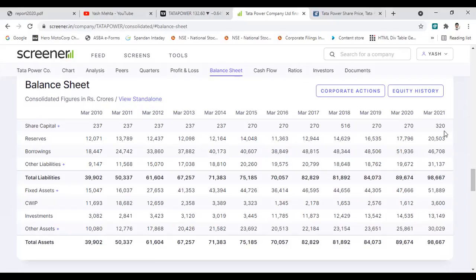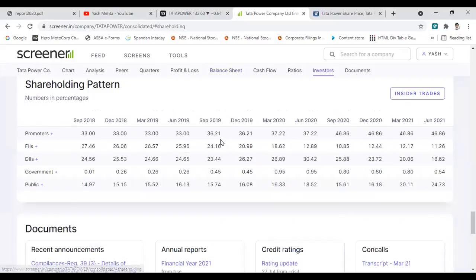So the fundamentals of the company are not so good for investors. Investors can wait for the company's fundamentals to improve. Although the company is profitable, the basic fundamental rules are violated here. If you check the shareholding, the promoters' stake has increased from 33% to 46.8% in the last 3 years. FII holding has decreased simultaneously, and DII holding has also decreased. So promoters are buying more stake in this stock.